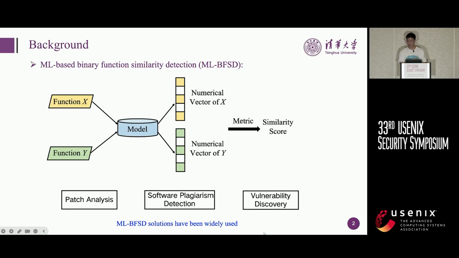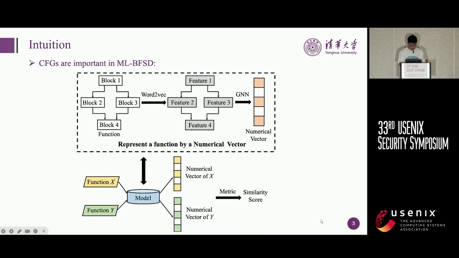Machine learning-based binary function similarity detection, also called ML-BFSD, has proven effective in a broad spectrum of applications, such as patch analysis and vulnerability discovery. Typically, it takes a pair of functions as input and computes a similarity score between them. In this process, the primary role of models is to embed the target binary function into a latent vector space, where geometric metrics are adapted to compute function similarities.